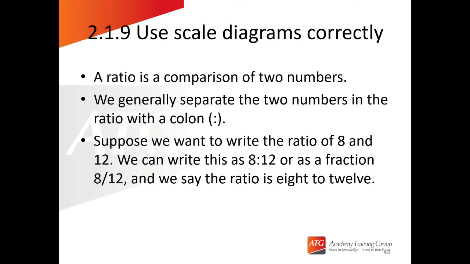Using scale diagrams correctly, a ratio is a comparison of two numbers. We generally separate the two numbers in the ratio with a colon. Suppose we had to write the ratio of 8 and 12. We can write this as 8 with a colon 12, or as a fraction 8 over 12, and we can say the ratio is 8 to 12.